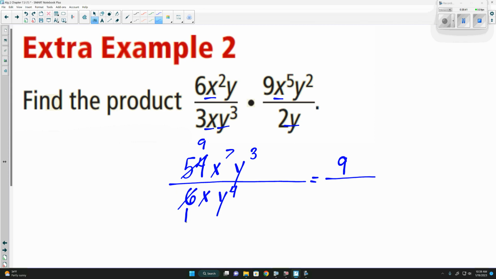X to the 7th over x to the 1st. 7 minus 1 is 6. Bigger on top stays on top. Essentially, we took 1 away from top and bottom. Leaves us with 6 on top, none on bottom. Last one, we have y to the 3rd and y to the 4th. 4 minus 3 is? Where was it bigger, on top or bottom? So it stays on bottom.